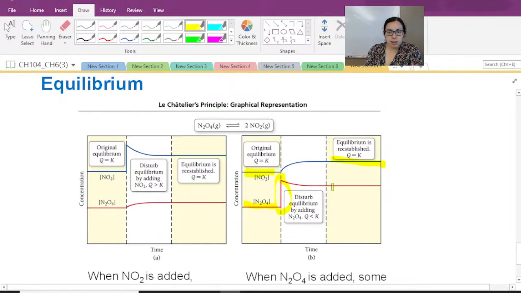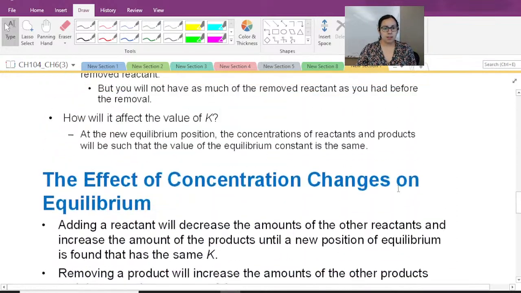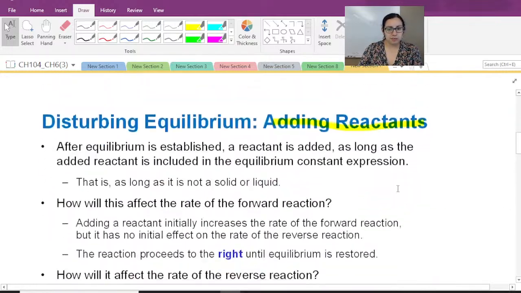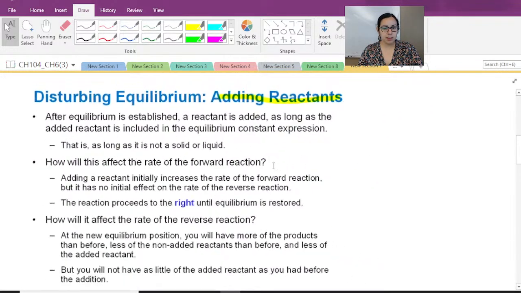And then again, equilibrium gets reestablished. So not the same concentrations as before. That's kind of what it mentioned, right, that you have new equilibrium concentrations. So yes, they're different values, but our K is still the same. And so now let's go back to all the words and make sure that we understand it all.